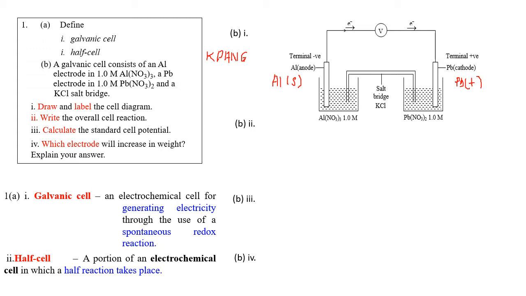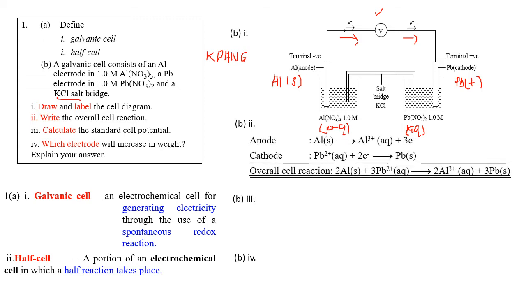After that, we must label the electrolyte. Aluminium nitrate must be written as aqueous with its concentration 1 molar. Lead nitrate, aqueous, with concentration 1 molar. You must state the solution, the phase of the solution, and the concentration of the solution. Then next is the salt bridge. Since the salt bridge given is KCl, we just label salt bridge KCl. And then the flow of electrons is fixed from anode to cathode. And then don't forget to label the voltmeter as well. So this is how to draw and label the cell diagram.